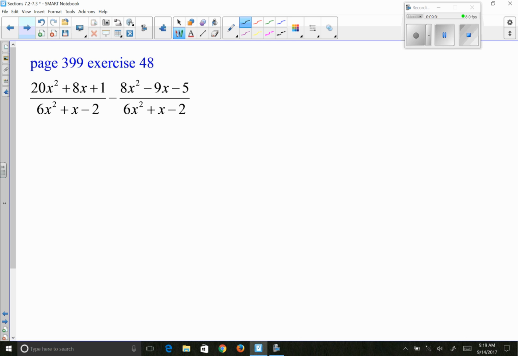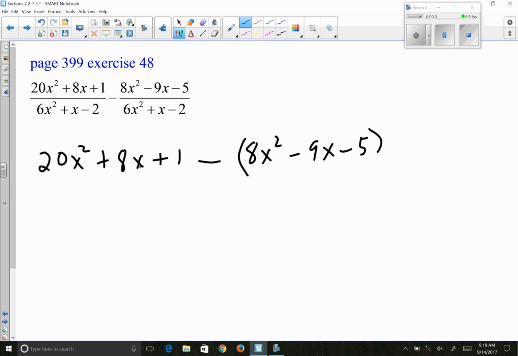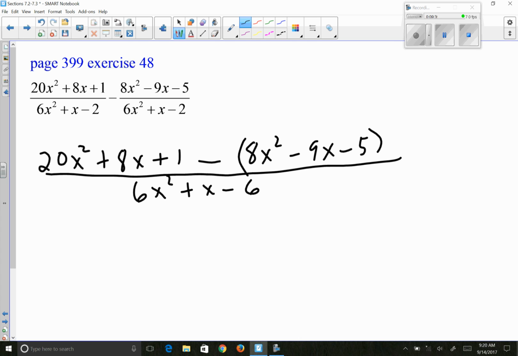Here's another subtraction, exercise 48. Numerator, 20x squared plus 8x plus 1. Minus parentheses, the other numerator, all over the common denominator. Then the minus that's here gets distributed.